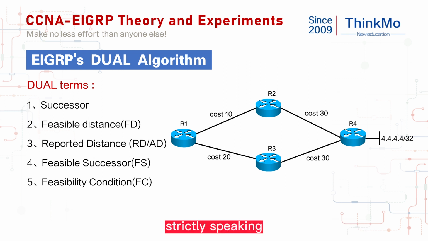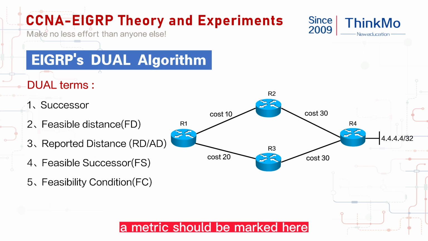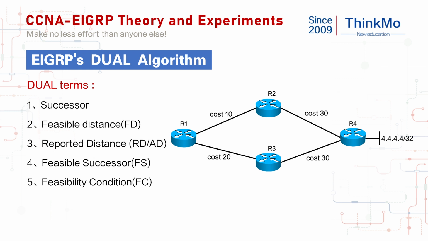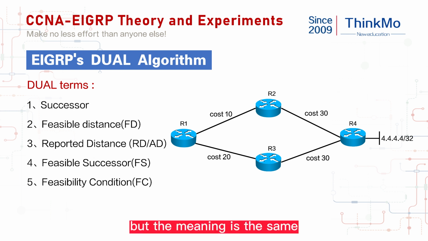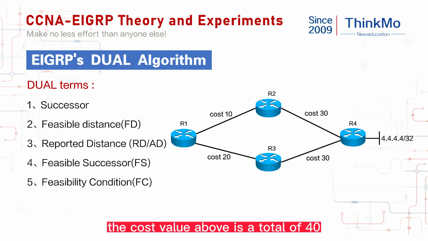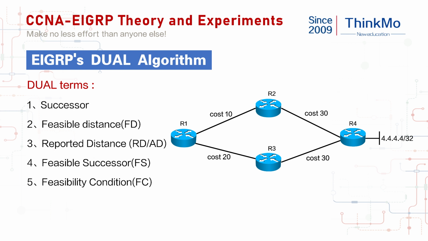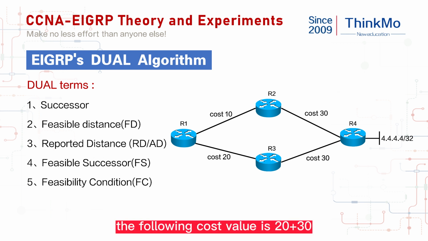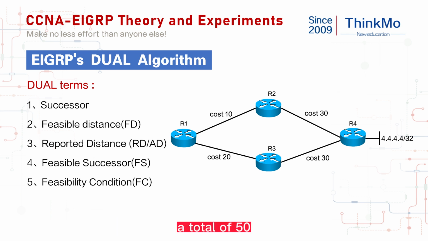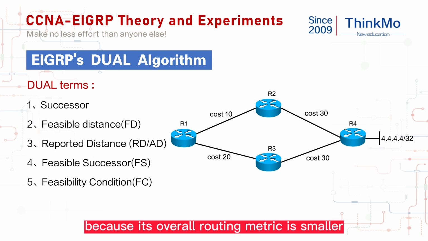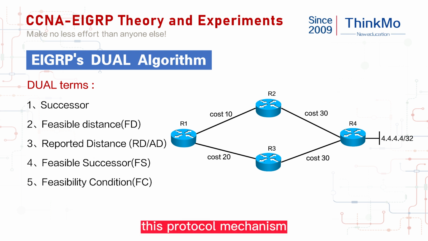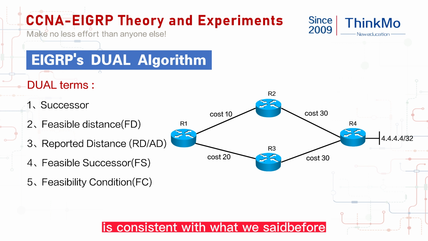Actually, strictly speaking, a metric should be marked here, because it is not called cost in EIGRP. It is called metric. But the meaning is the same. The cost value above is a total of 40. 10 plus 30 equals 40. The following cost value is 20 plus 30, a total of 50. That is to say, it must be the above route, because its overall routing metric is smaller. This protocol mechanism is consistent with what we said before.